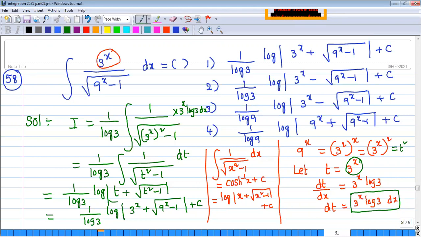Decide your timings till the end of the session. I'll make a plan accordingly.